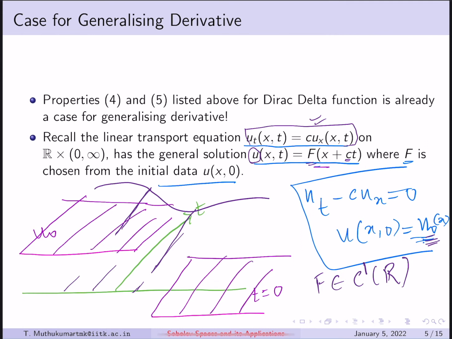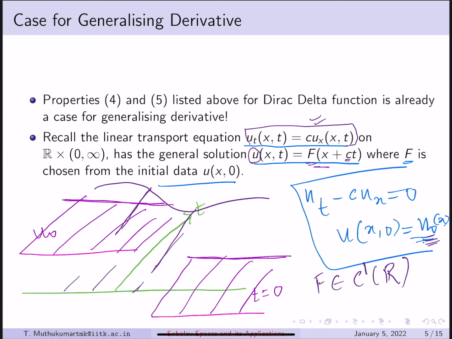Right? My solution would be this. But then this is not an admissible solution because this is not even a continuous function. This is a kind of discontinuous function. One cannot even verify these equations. So what is the practical problem here?